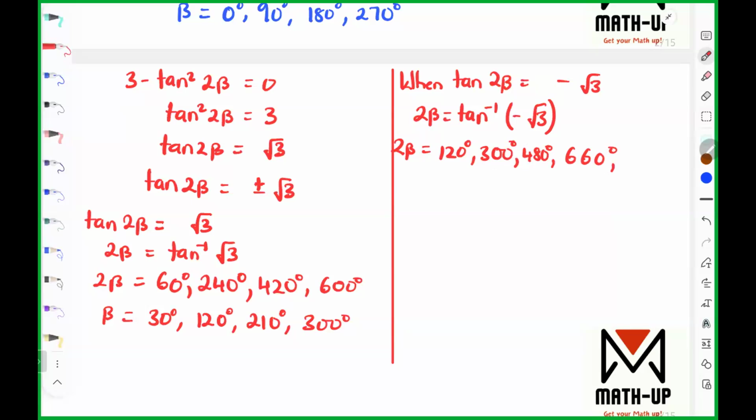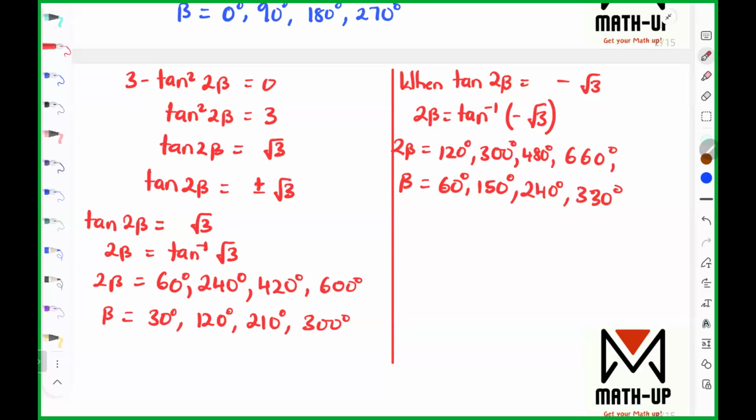You can also get other angles by adding 360 to maybe 480, but they will actually lie out of our range. So it means that beta will be equal to 60 degrees when I divide through by 2. Then 300 by 2, I'll get 150 degrees. 480 by 2 will give me 240 degrees. And 660 by 2 will give me 330 degrees.